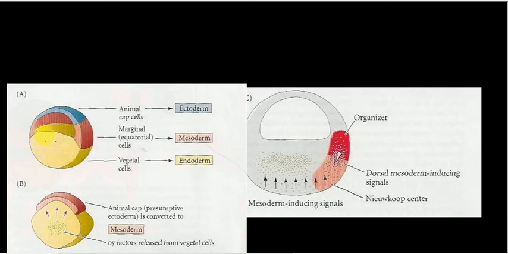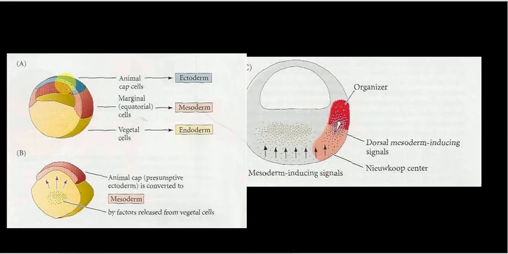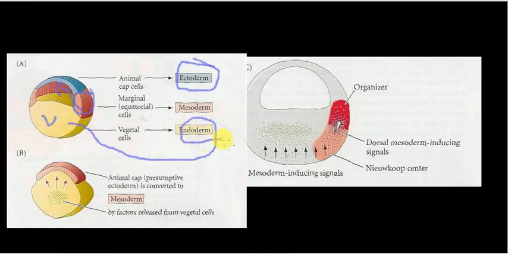Now look at this image. This is the animal cap, fated to become the ectoderm. These are the marginal cells that will involute into the interior of the embryo and become the mesoderm. The endoderm will also involute through this dorsal lip of the blastopore. This is the vegetal pole, and the cells of this vegetal pole become the endoderm.